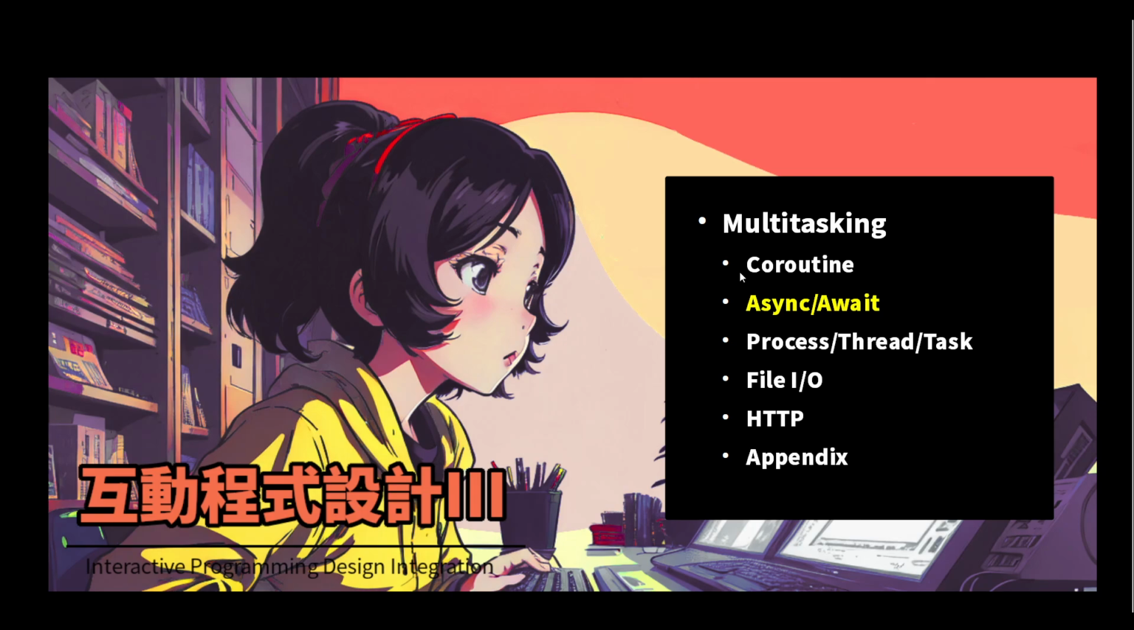All right, so let's move on to the next topic. The next topic is async and await. Async and await are provided by C Sharp, not by Unity. So you can write this kind of code on all the C Sharp platforms without importing any Unity package. It's provided by native C Sharp.